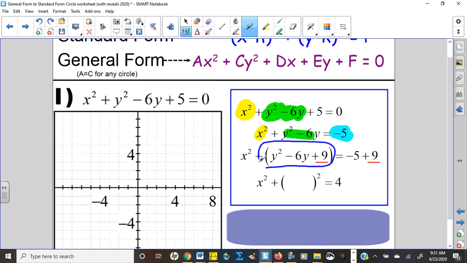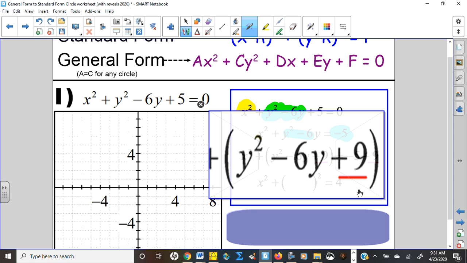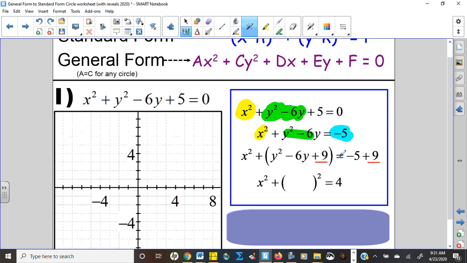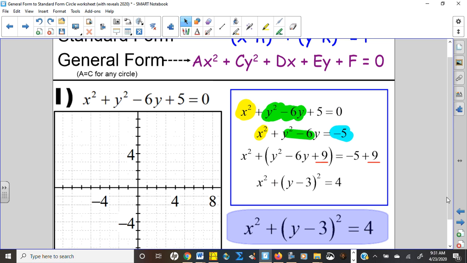This is a perfect square because if we foiled it into 2 binomials, it'd be y minus 3 times y minus 3. We made that happen by choosing this 9 to go there. And so that's y minus 3 quantity squared. And that is your equation of the circle.